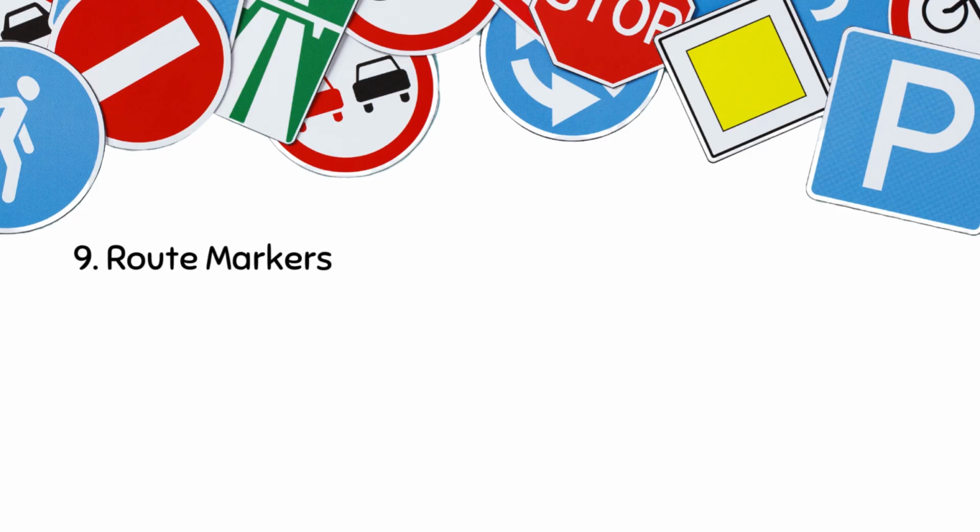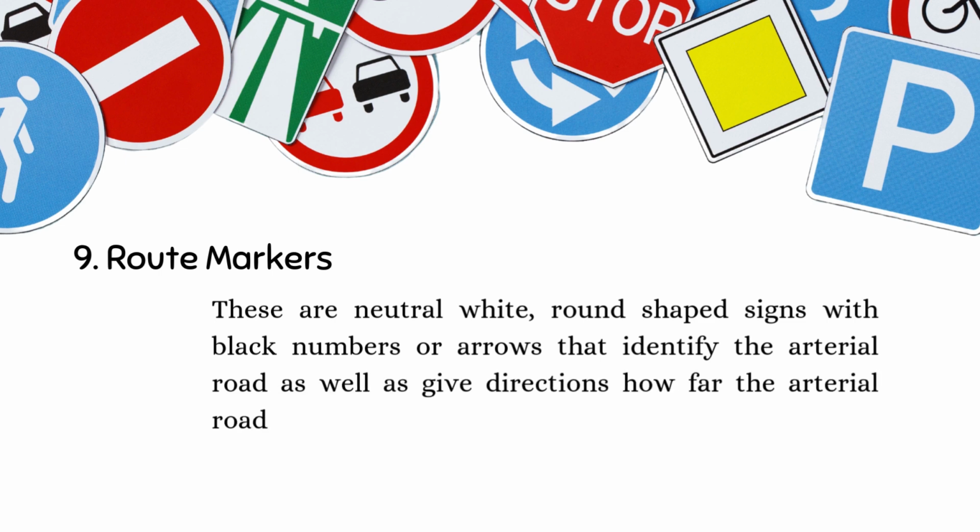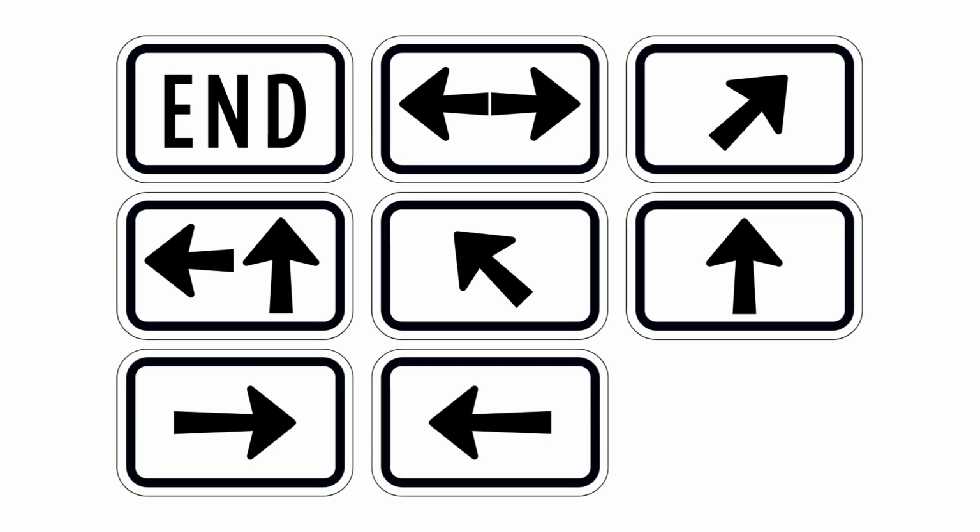9. Route markers. These are neutral white, round-shaped signs with black numbers or arrows that identify the arterial road as well as give directions how far the arterial road is. These are examples of route markers.